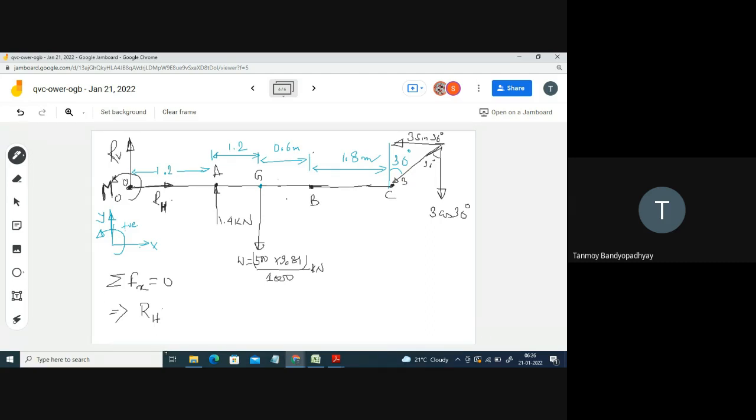So RH minus 3 sin 30, sorry, 3 sin 30 degree, that is equal to 0. So from here directly you can get the value of RH. Clear? So RH will come out to be কত আসবে? 1.5 এটা 1.5 kilonewton, or the answer will be 1500 Newton. ঠিক আছে?